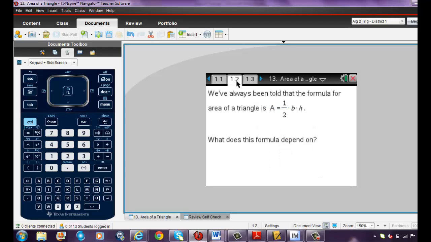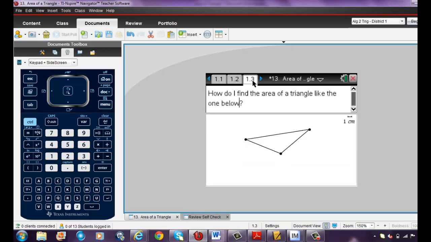Okay, first of all in the Inspire, we've always been told that the formula for area is 1/2 base times height. But that formula depends on knowing the base and height, meaning they need to be perpendicular to each other, at right angles with each other. The problem is we don't always know that. Like on page 1-3 in your Inspire, I don't have any right angles. I don't have base or height information, so I need something else.